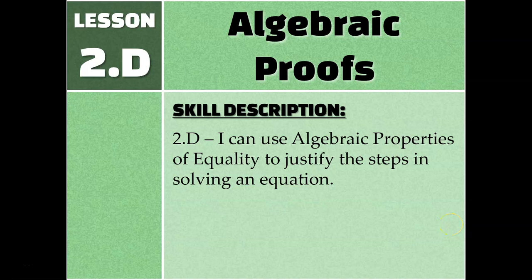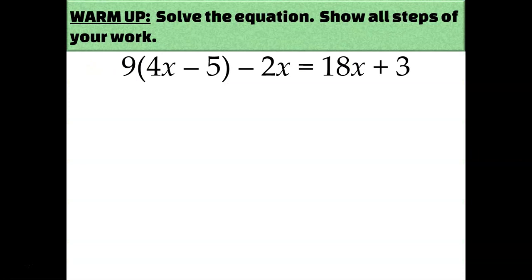Let's talk about algebraic proofs, which is really just another way of saying, let's talk about solving equations. But the difference between what you've done in the past in Algebra 1 in 8th grade and what we're doing today in geometry is that we're going to solve equations, but we're also going to justify each step with a property of equality. So before we get into the new stuff, let's just make sure we know the old stuff first.